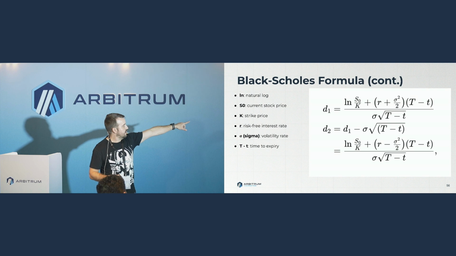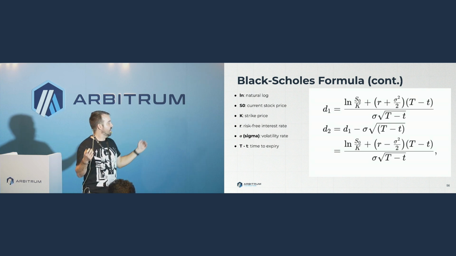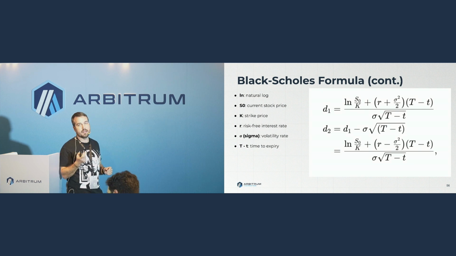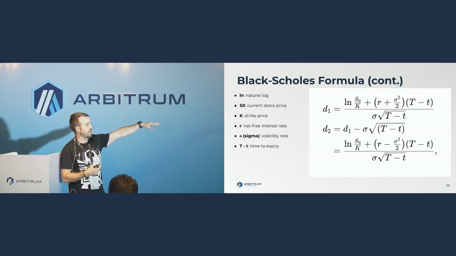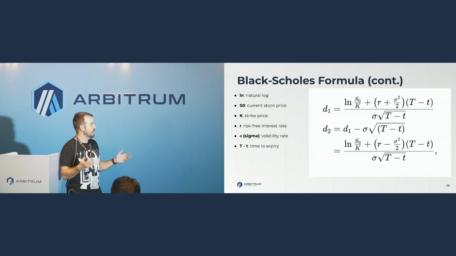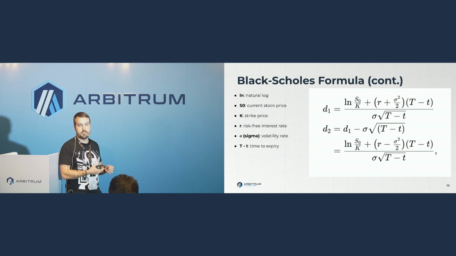All right, so for D1, we're getting the natural log of the stock price over the strike price, plus the risk-free rate, plus sigma, which is the volatility rate. With crypto, the volatility rate is going to be very high. In order to compute a volatility rate, you'd look over the history of the asset and the likelihood of it going up or down within a particular range over the course of that time to expiration. So with a crypto asset, the volatility rate should be very high. In some stocks and things like the S&P index, this would be a much lower volatility rate.